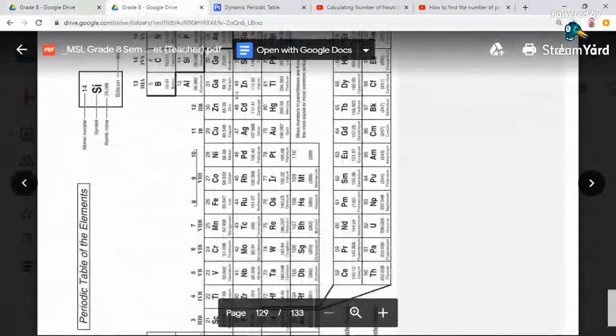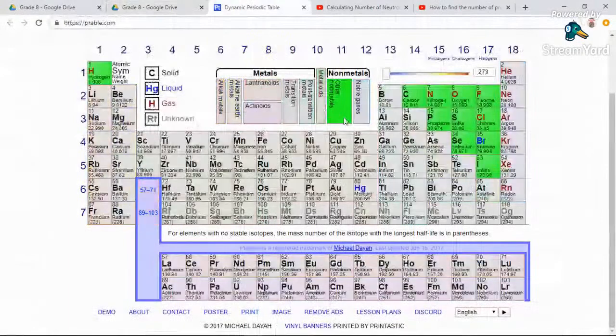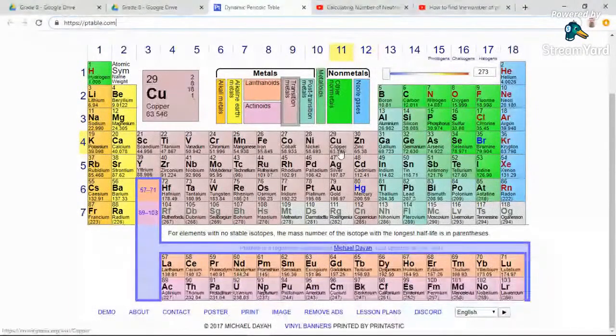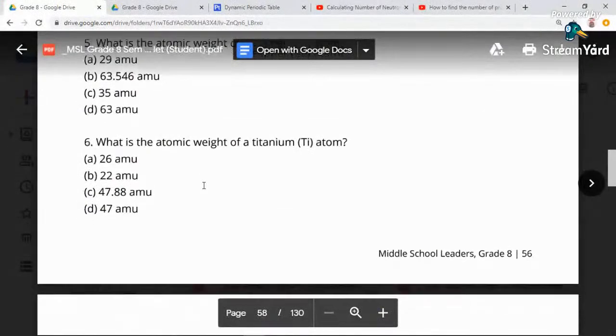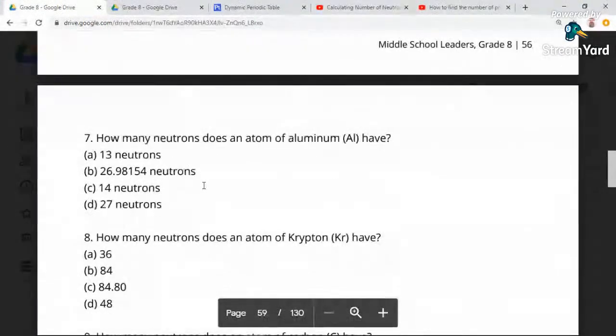Okay, I know some of you are laughing right now with the Cu. And that is either 29 or is it 63.546? Okay, what is the atomic mass? Is it 29 or 63.546? And that should be able to help you answer the rest of these questions.